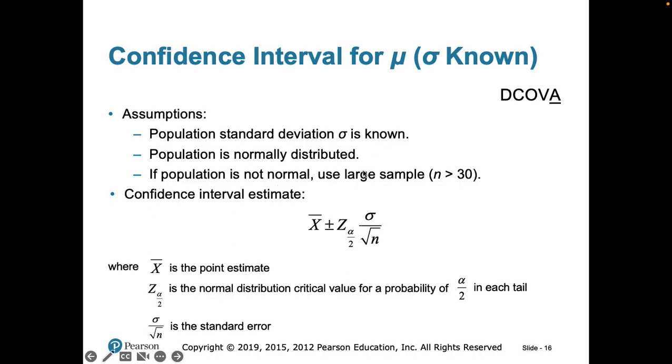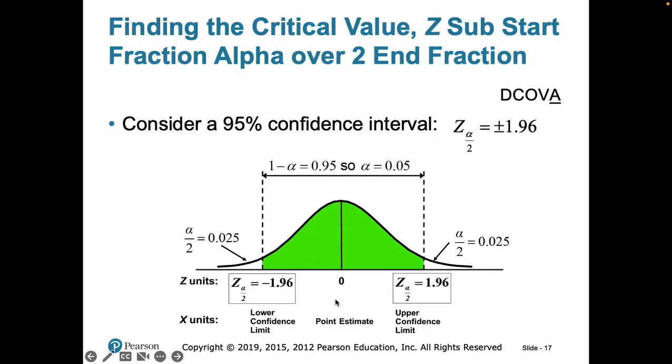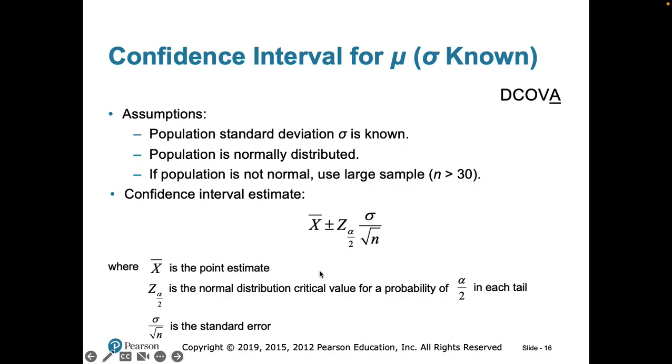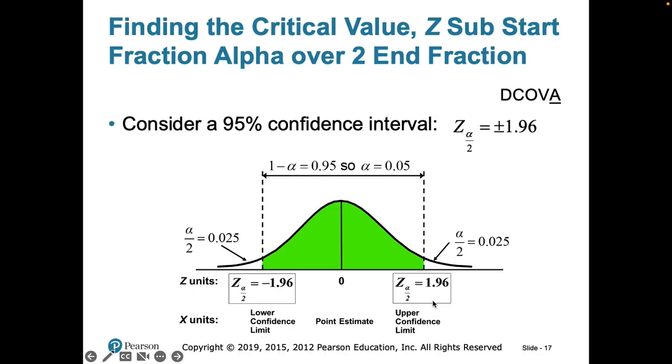And this part right over here is what we call the standard error. So the standard deviation divided by the square root of the sample size will be the standard error. And then z alpha divided by 2 is the normal distribution critical value of a probability of alpha divided by 2 in each tail. So this is why we do alpha divided by 2, right?